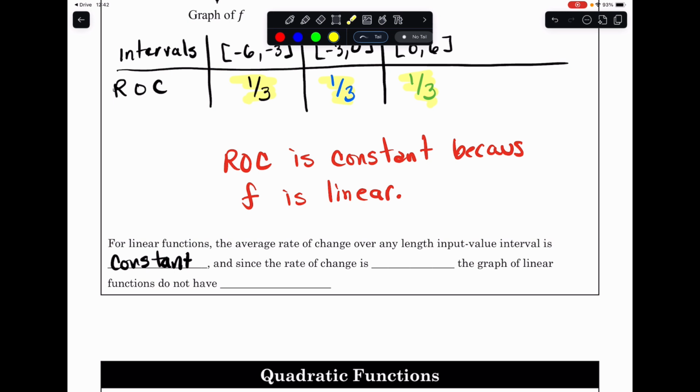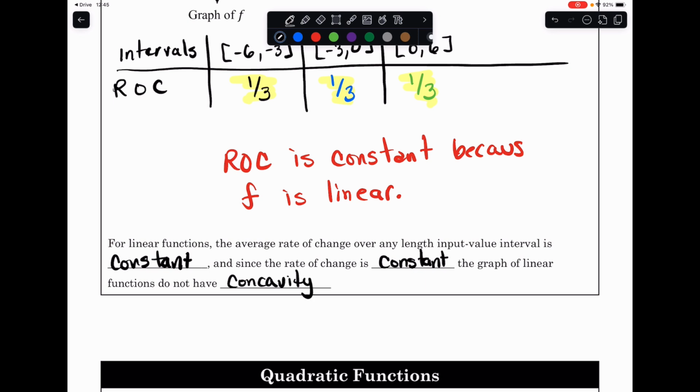And since the rate of change is constant, the graph of a linear function, sorry, I lost my train of thought here. So like I was saying, since the rate of change is constant, the graph of a linear function does not have concavity.